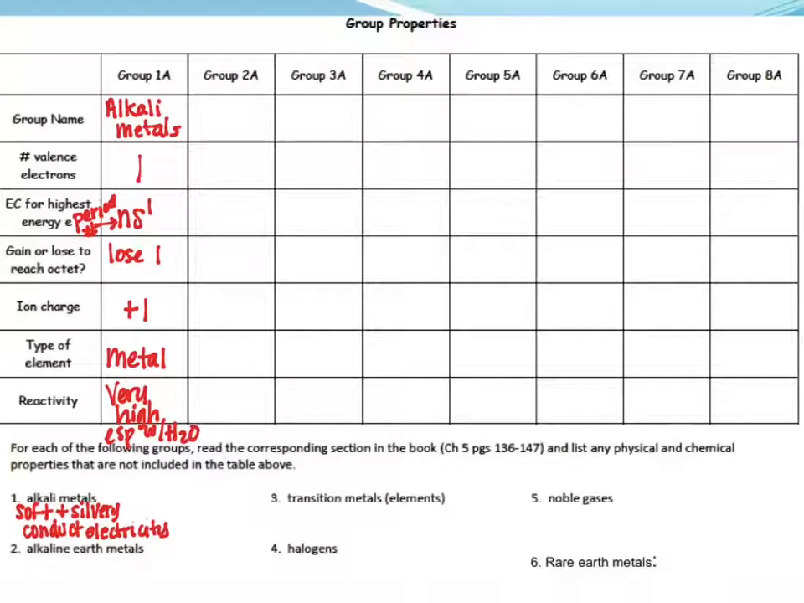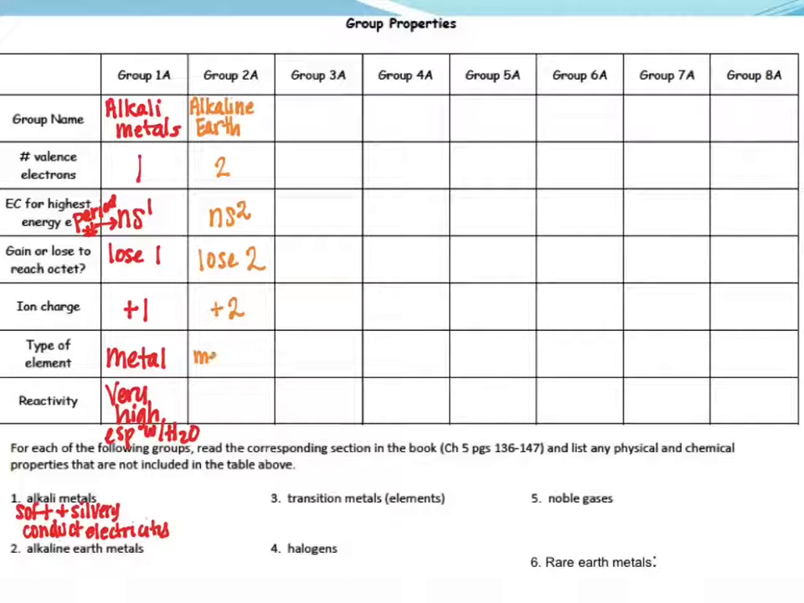Group 2A is called the alkaline earth metals. They have how many valence electrons? 2, which means their electron configuration ends in NS2. Gain or lose? How many? Lose 2 to get what type of charge? Plus 2.